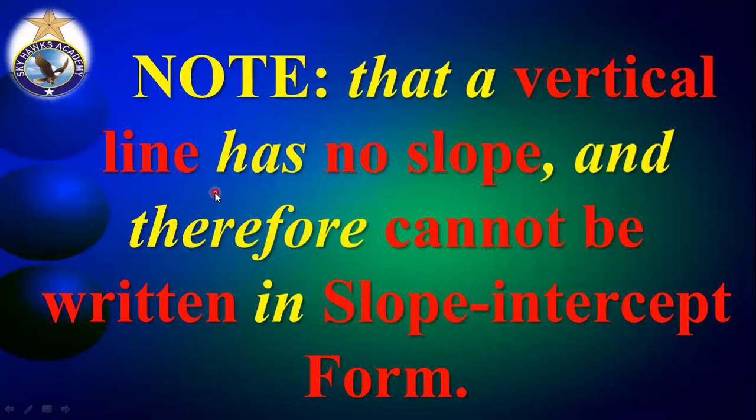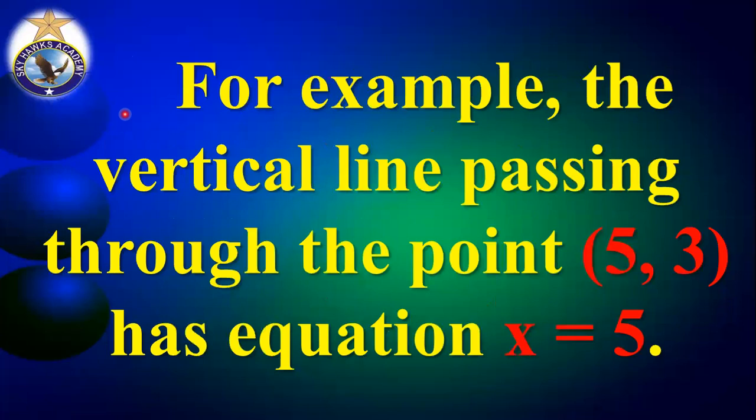Note that a vertical line has no slope. That's the next point. Please read this one. You will get the answer to these questions. Note that a vertical line has no slope and therefore cannot be written in slope-intercept form. So this is the answer to your question. If the slope is undefined, there is no slope, so you cannot write it in slope-intercept form. For example, the vertical line passing through the point (5, 3) has the equation x = 5. No slope is involved.